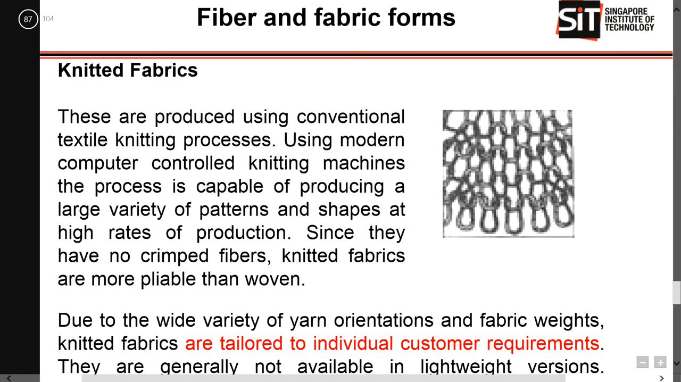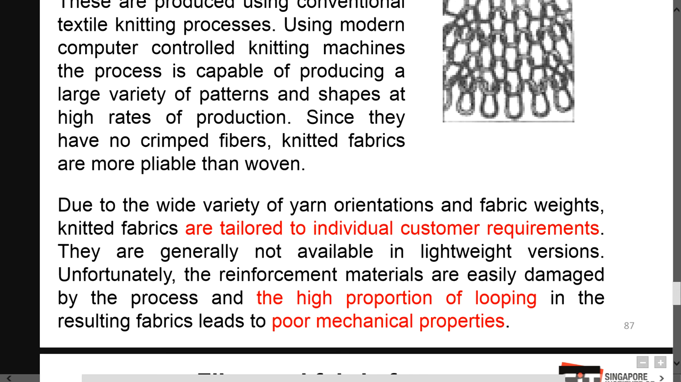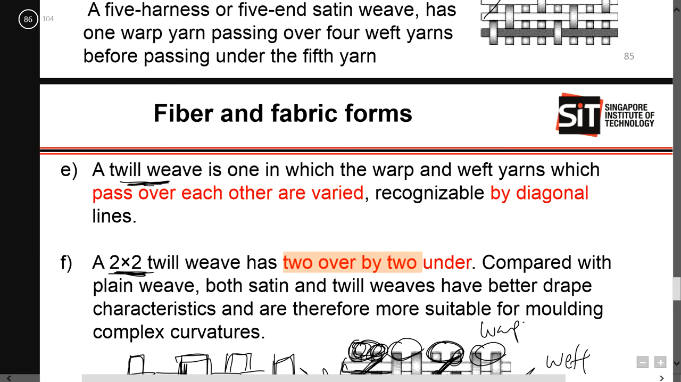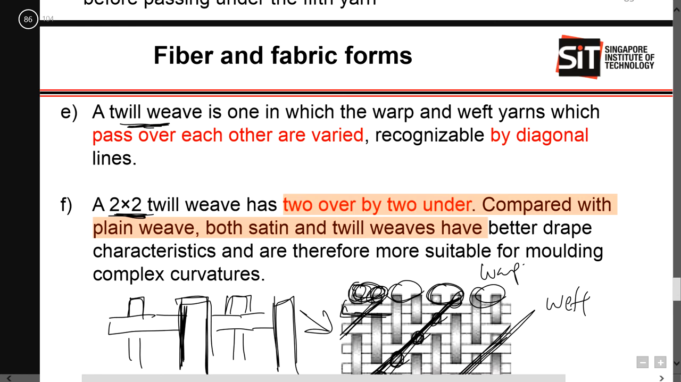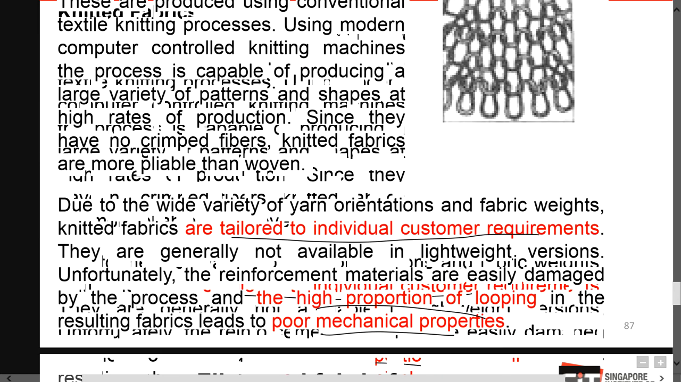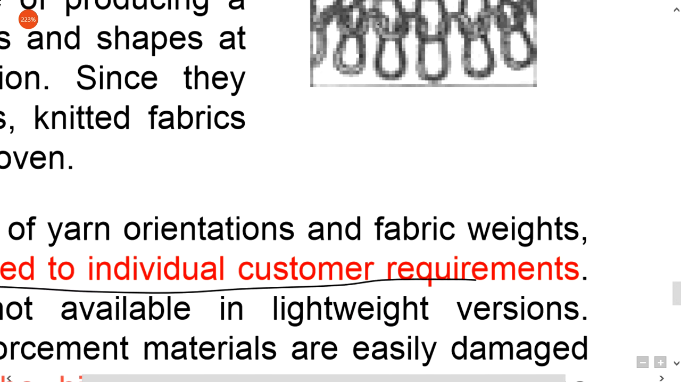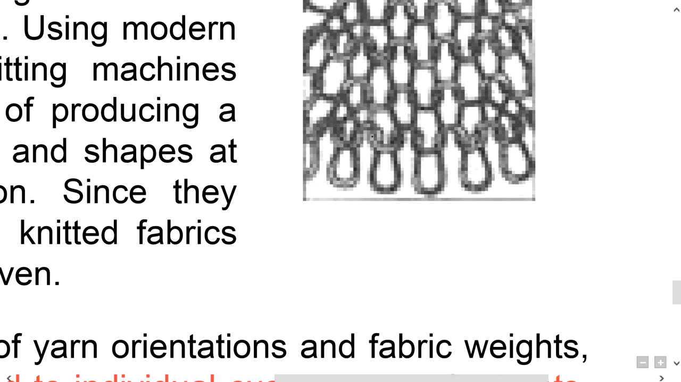Knitted is just knitted, just like your knit cap or your knit jacket. And it can be tailored to individual customer requirements, high proportion of looping, and poor mechanical properties. So what the lecturer says is that if you don't want to remember everything, you just remember the red color words. And high proportion of looping, I would believe, is the loop over here. If I were to zoom in over here, they actually loop around, you see.